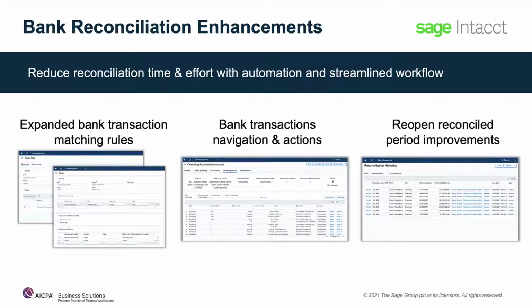2021 Release 2 includes enhancements to help automate and streamline the reconciliation process. Expanded matching rules automate matching of bank transactions with Intacct transactions. You can set up rules with flexible matching criteria and group them into rule sets. Rule sets can then be shared and applied across one or more bank accounts so that it's easier to manage and maintain. We've also made it easier to navigate, view, and take action on bank transactions directly from the bank account list and detail screens.